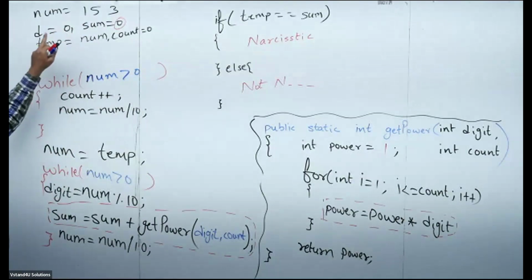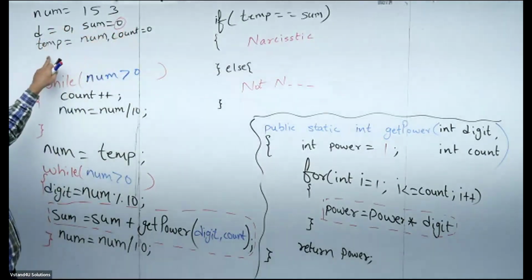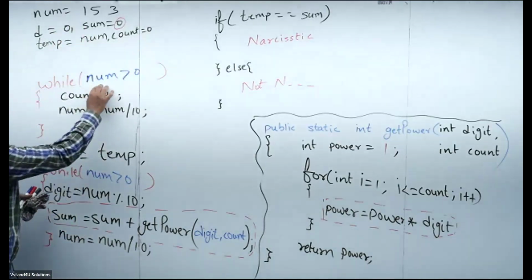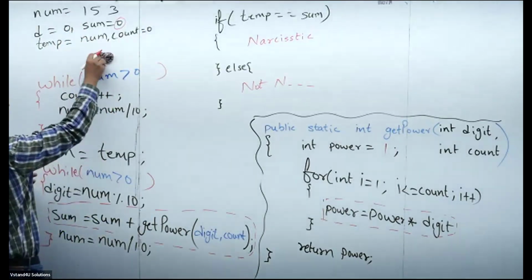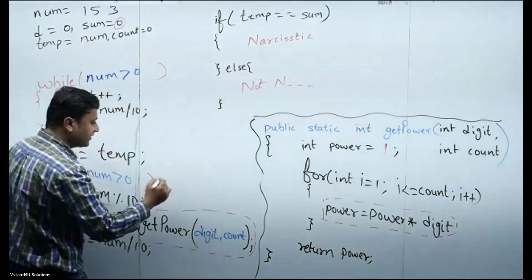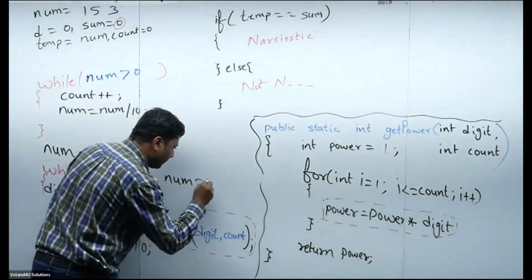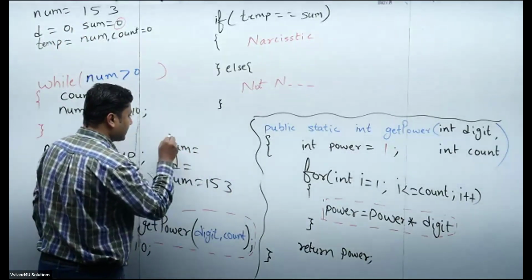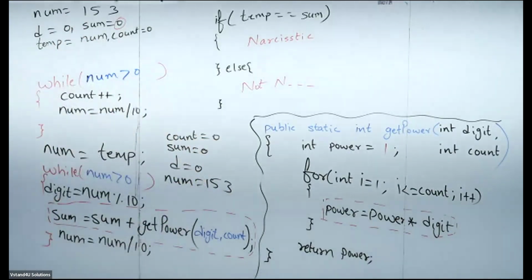Now consider digit. Digit is initialized with 0, and count is 0. Num value is 153, digit whatever comes, count whatever comes. But as of now, we have initialized all of them with 0. Agree?